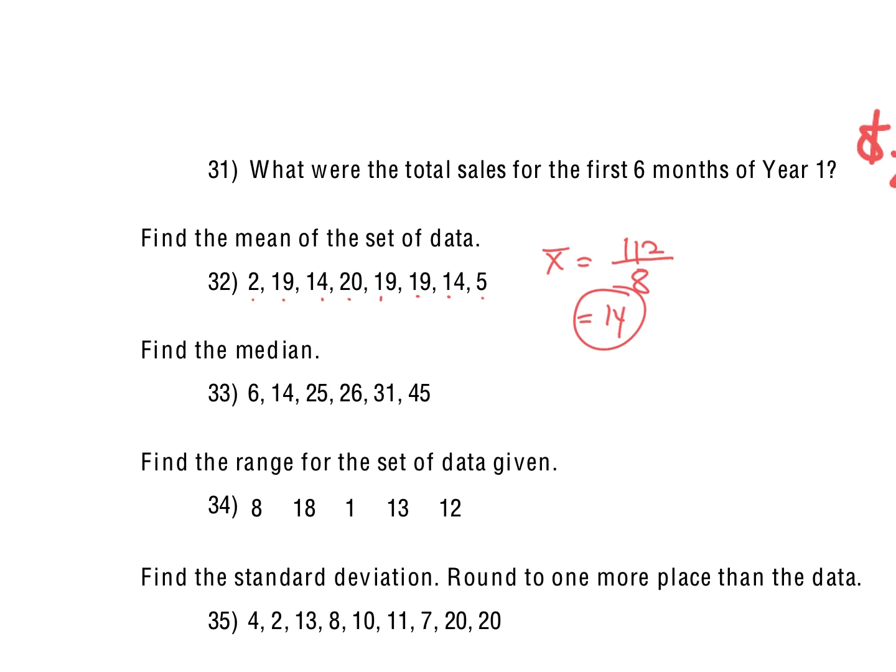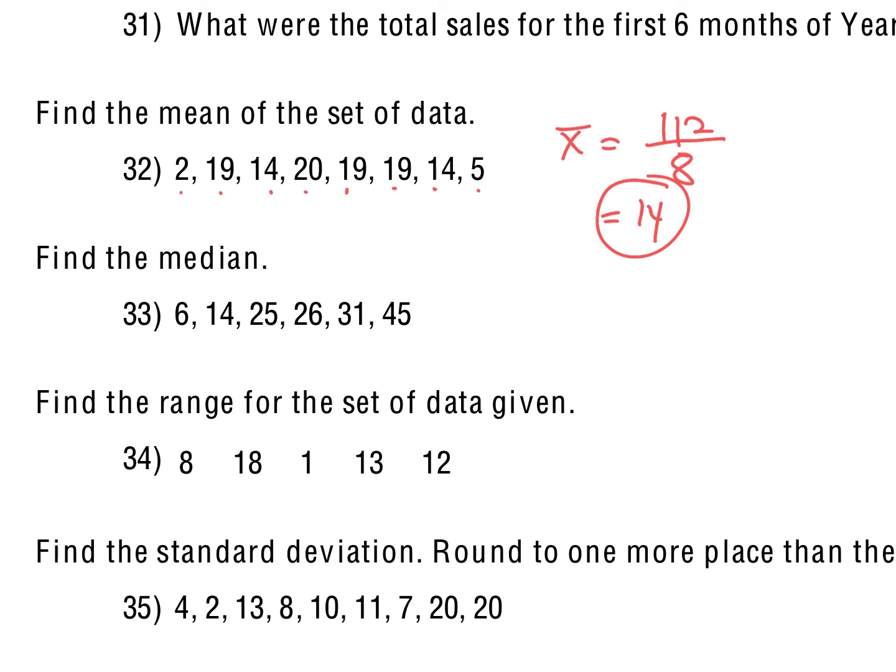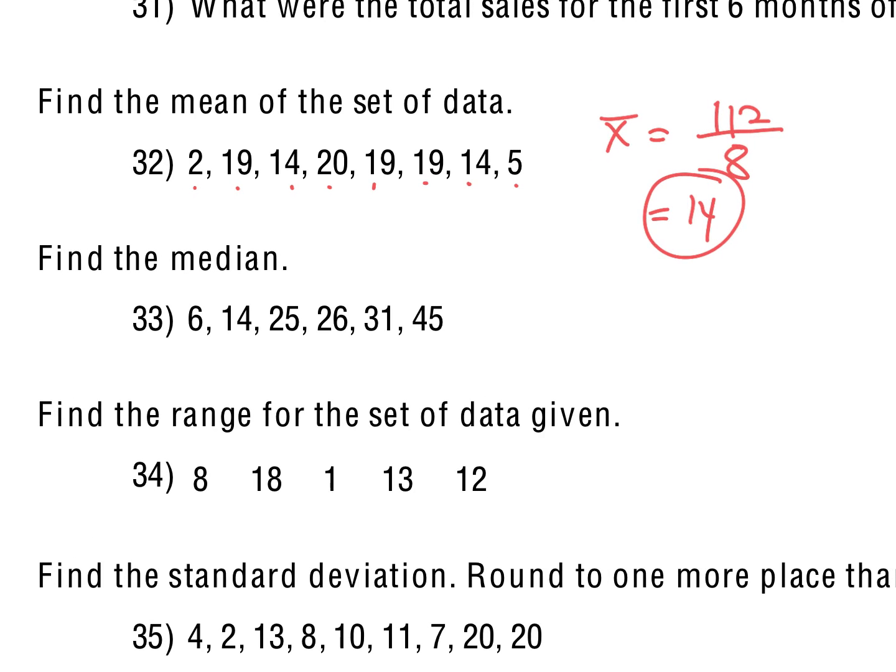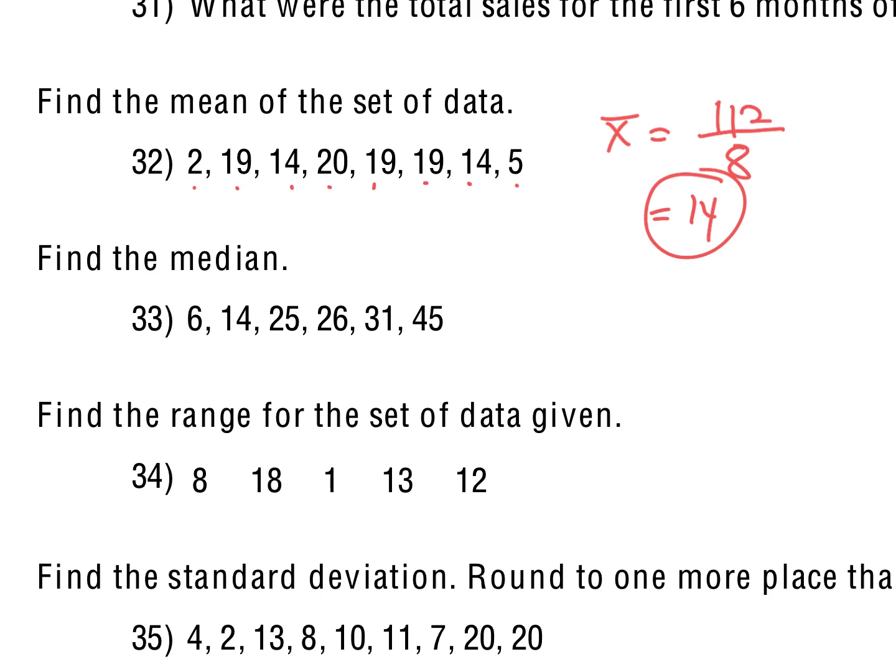Find the median. For the median, I would need my numbers in order, and they are, okay, so the median is going to happen exactly halfway, but since I have an even number, I need to average the 25 and 26, so that'll be 25.5.